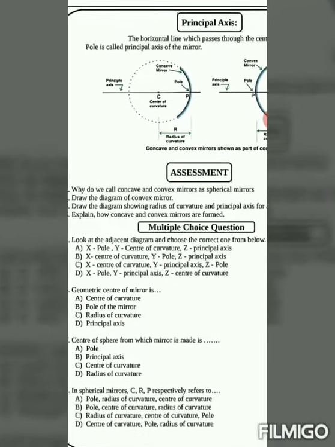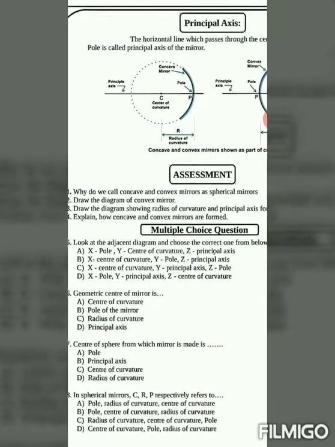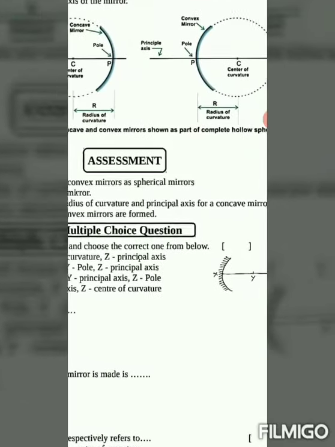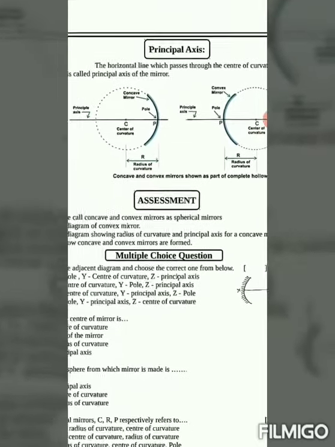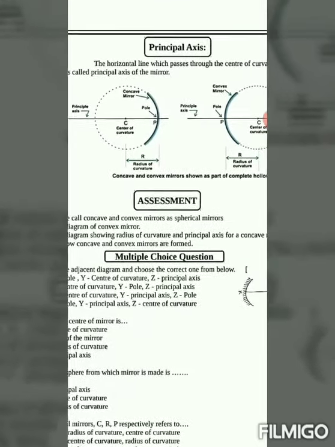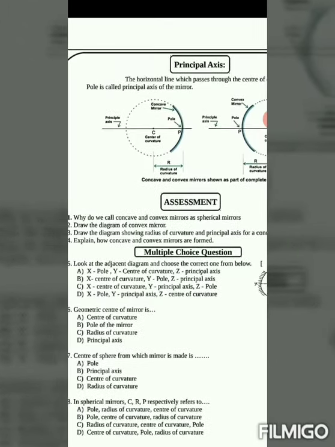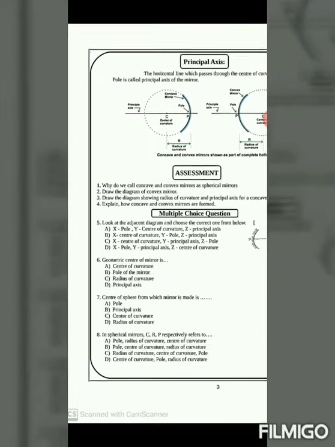And draw the diagram of a convex mirror. The diagram is already there, observe it. And draw the diagram showing the radius of curvature and principal axis for a concave mirror. So you have to draw the concave mirror, and in that you have to identify the radius of curvature and principal axis. And the fourth one is explain how concave and convex mirrors are formed. So in general you can write, we can prepare them from a spherical glass mirror.